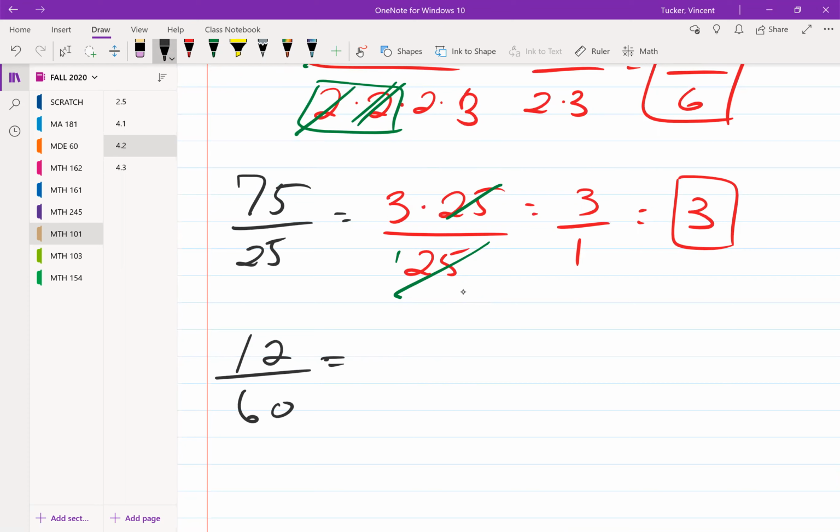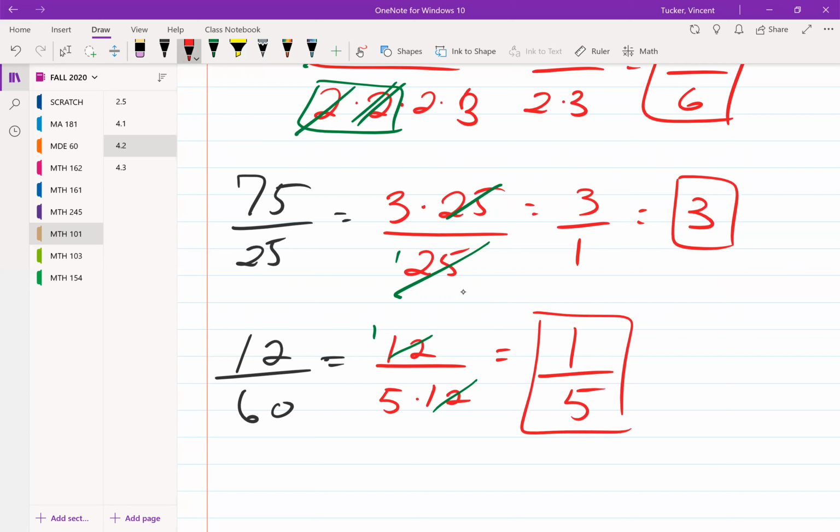(12 over 60). 12 actually goes into 60 evenly 5 times. So that 12 over 12 will cancel. Once again, leaving you with 1, so be careful here. A lot of people make a mistake, and they will write 5. But 5 would mean you got 5 over 1. This time we have 1 over 5, so that 1 needs to stay in the numerator. And that simplified fraction would actually be 1/5.